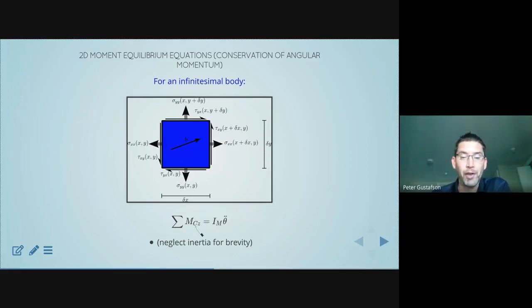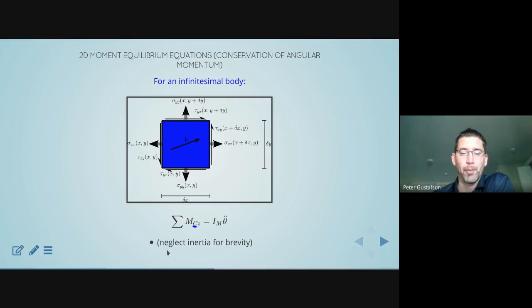Now this moment equation has some subscripts associated with it. Because we're doing a two-dimensional calculation here, where x and y is the plane of interest, we're doing a moment sum about the z-axis, so the second subscript here is z. And I'm saying I'm going to take my moments about the center C of this differential element. As you guys recognize, of course, you need to have a reference point when you're calculating moments.